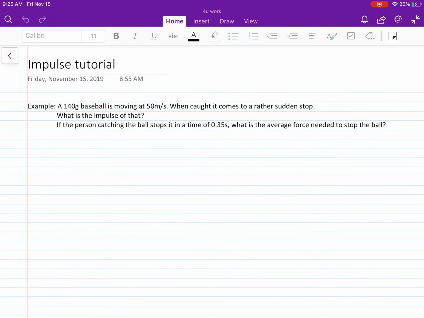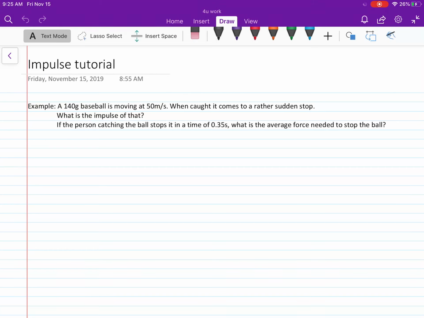Impulse is kind of a cool thing. It's connected to Newton's second law. It's got two equations. I'm not going to give it a short form. I've seen some people use letter J, and I've seen other people use letter I. I'm just going to write the word impulse.